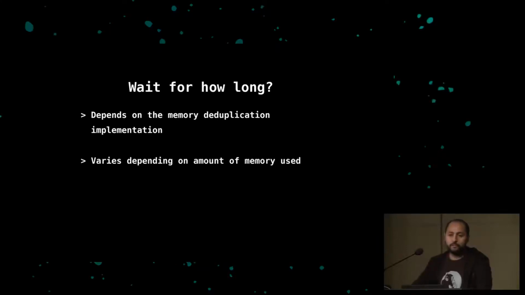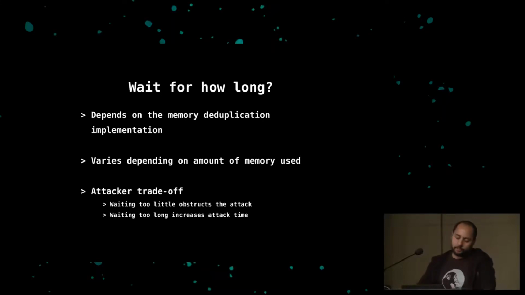If you have a lot of VMs running, in the end you'll have to compare all the pages to each other, so you have to go through all the pages. If you assume the worst case, then your guess page will be compared with the secret page at the latest point in time. So there is a trade-off for the attacker. If the attacker waits too little, the attack will just not work. But if the attacker waits too long, the attack time increases, and that's also not favorable for the attacker.